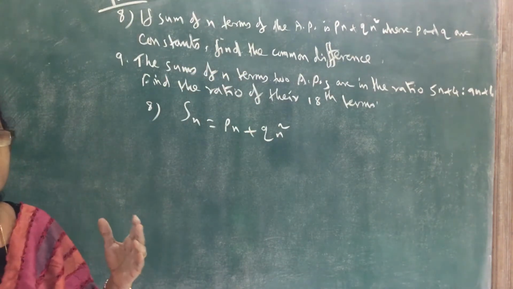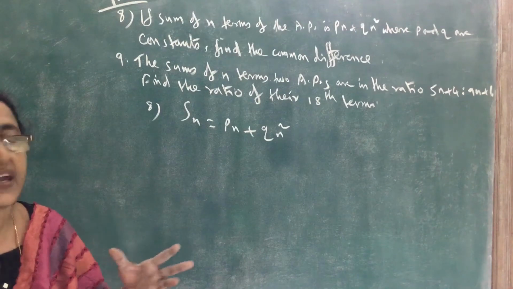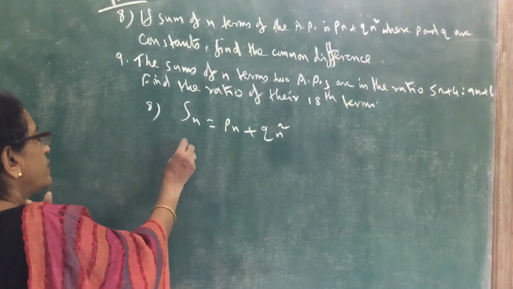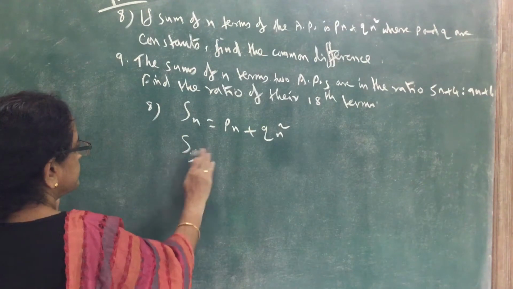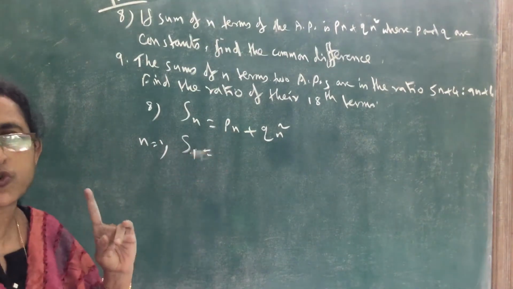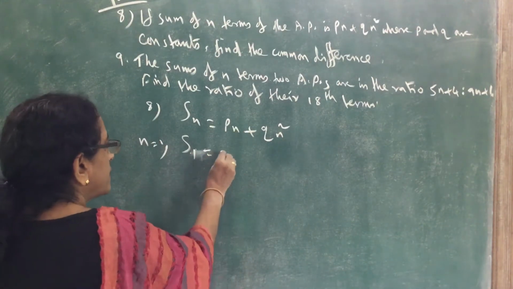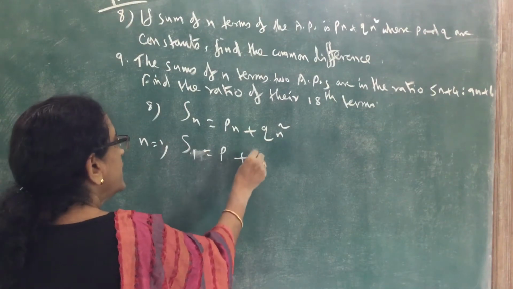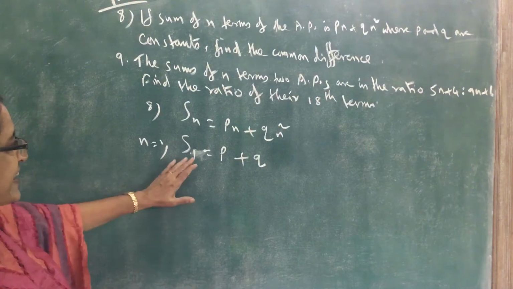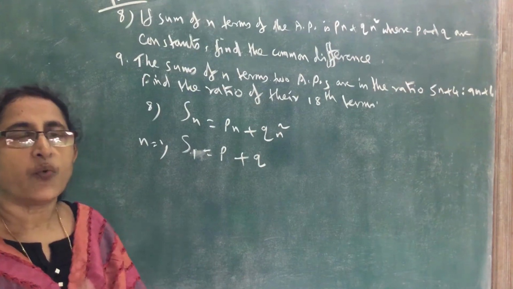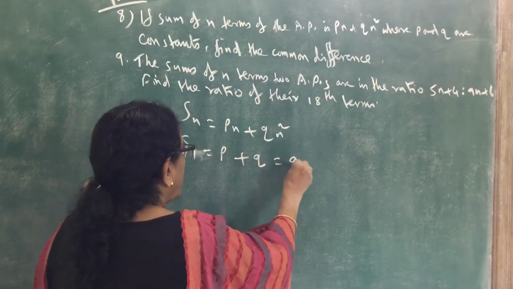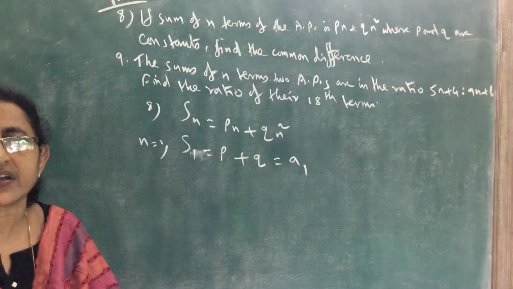So Sn means the sum of first n terms, A1 plus A2 plus up to An. When we put n equal to 1, we get the sum of one term. So S1, in the place of n substitute 1. We get P into 1, that is P, plus Q into 1 square, that is Q. So S1 is P plus Q. Sum of one term is the same as the first term, A1.